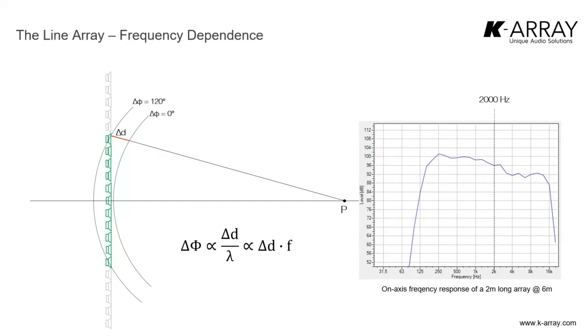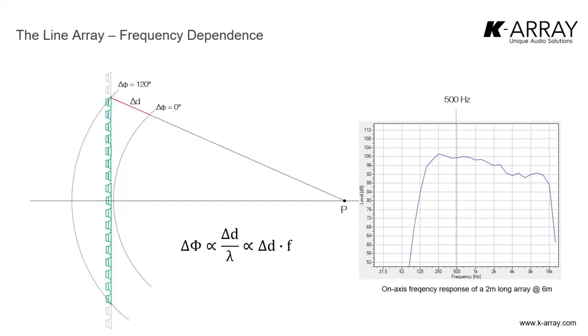If I stay in the same point, so same location, same distance from the array, but I consider a lower frequency, so a longer wavelength, the amount of buffers which are coupling constructively at my location increases. 2 kHz, 500 Hz. So, as a consequence, and as you can see from the simulated frequency response, there are more buffers contributing at 500 Hz, so you have more energy.